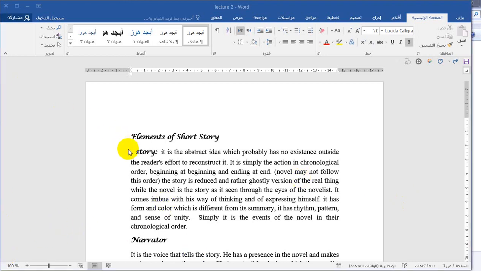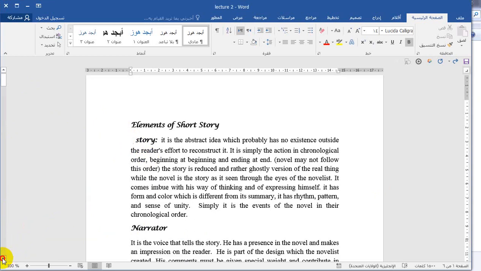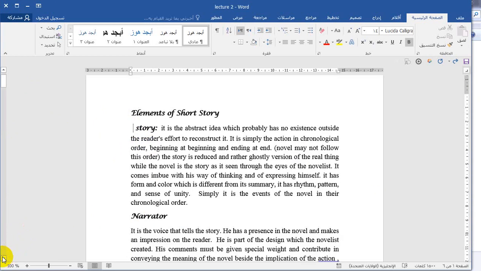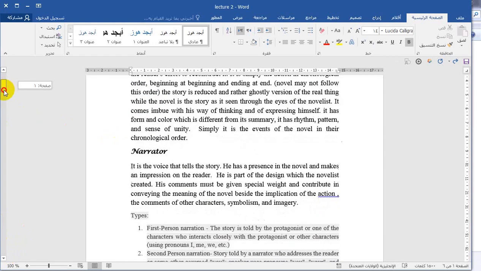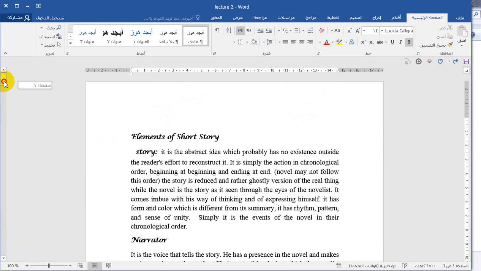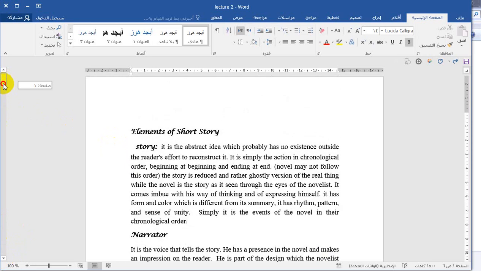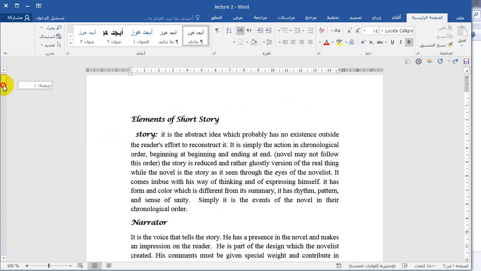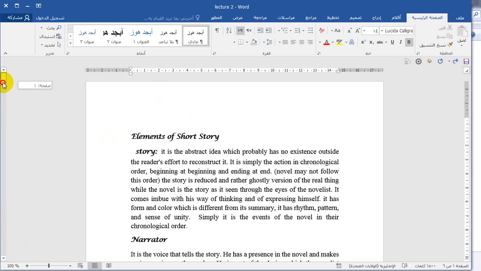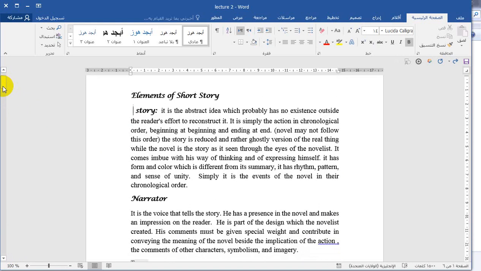Those elements are necessary, are essential, and must be found in any short story, and actually they are similar to the other types of the narrative genre. يعني they are similar to the elements of the novel and the novella, so they are essential, and we studied them last year, you remember, but now we are going to talk about them in certain detail.